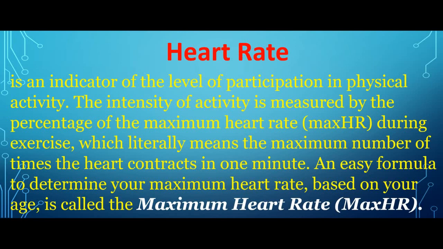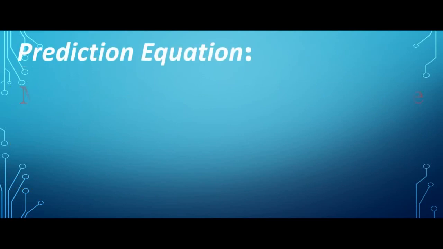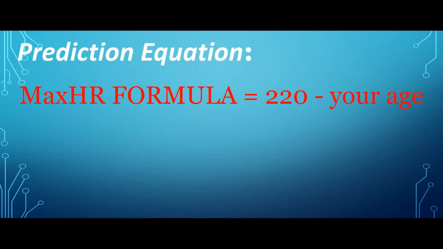The intensity of activity is measured by the percentage of maximum heart rate, or max HR, during exercise, which literally means the maximum number of times the heart contracts in 1 minute. An easy formula to determine your maximum heart rate based on your age is called the max HR prediction equation. So we have here the max HR formula is equal to 220 minus your age.